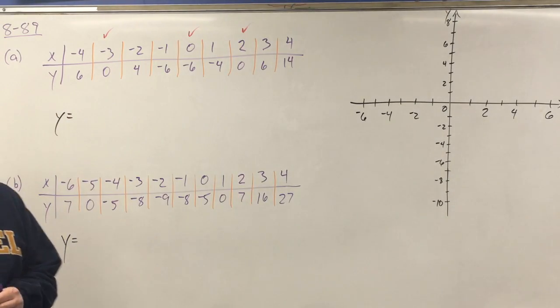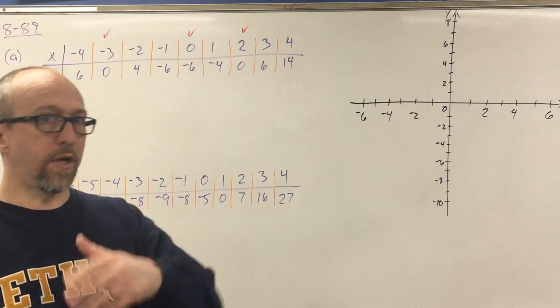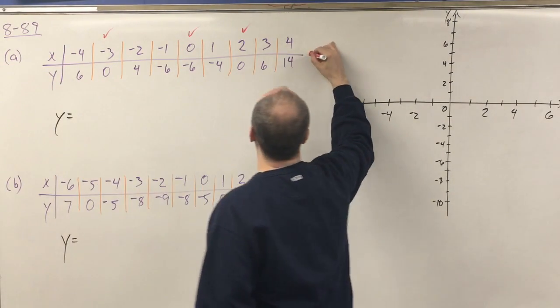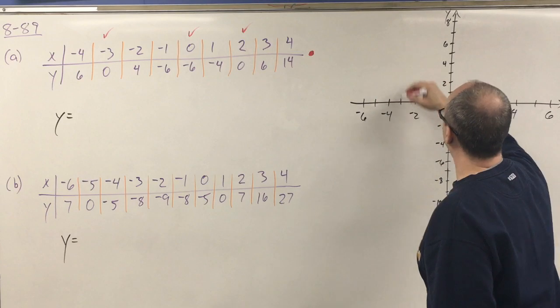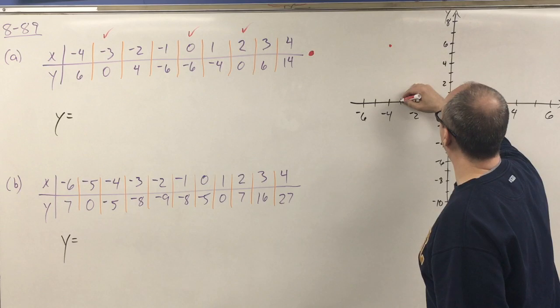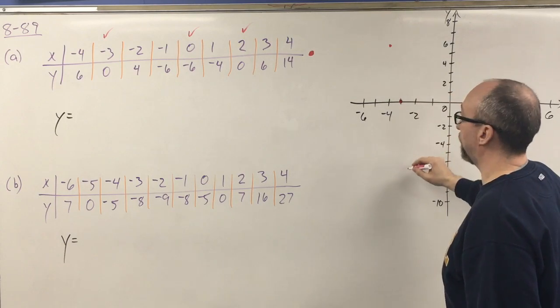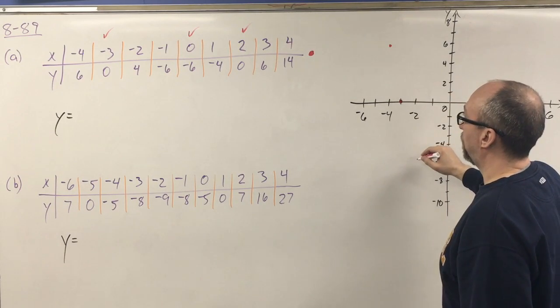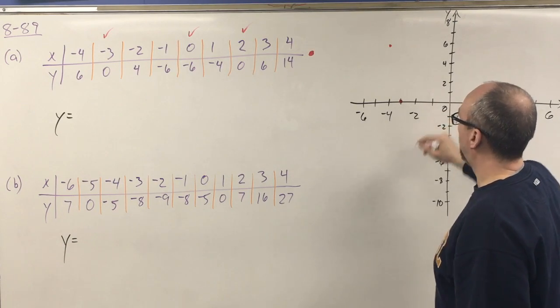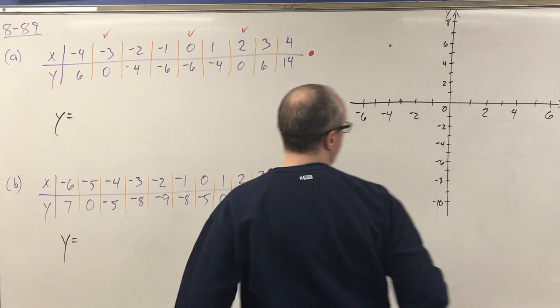That tells you something. Now, by the way, you can plot all these points, and I hope you do. I hope you plot these points: (negative 4, 6), (negative 3, 0), and so on, and so on, and so on, (negative 2, 4). That should be negative 4, I think. Let me look.